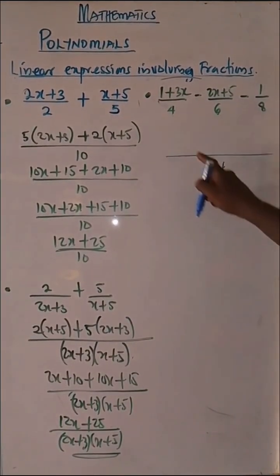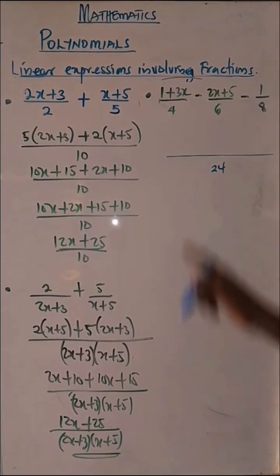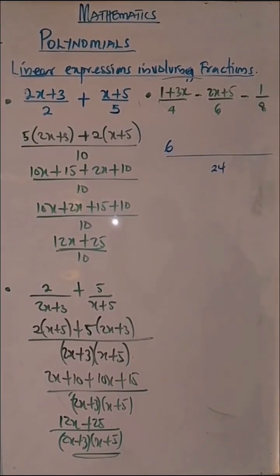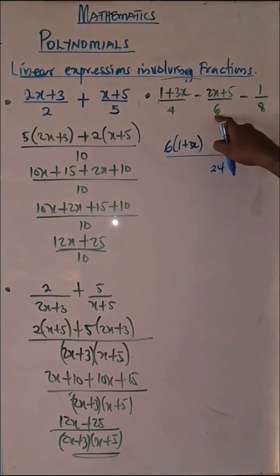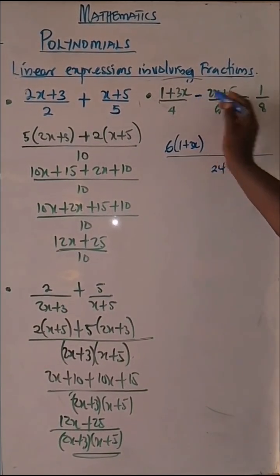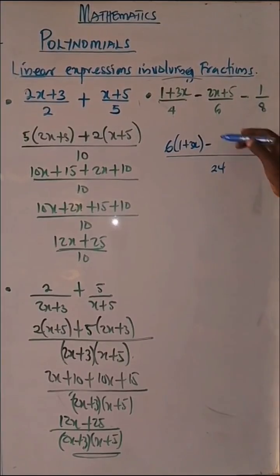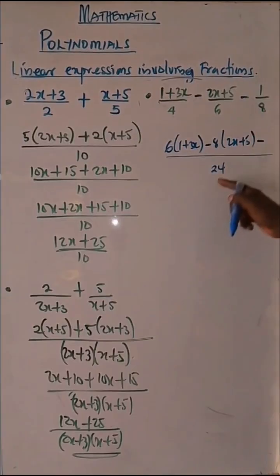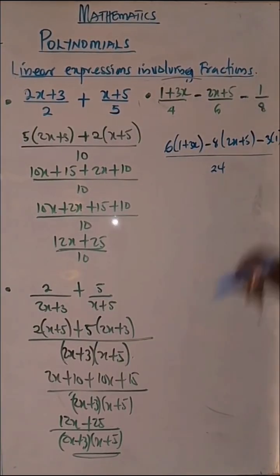Then 4 divides 24, gives us 6. 6 multiplies everything up here. What do you have here? 6. 6 in 24 is 8. Note, we have minus here, all here with minus. Then 6 in 24 is 8 into brackets 2x plus 5. Then what do you have here? Minus. So write minus here again. 8 in 24 is 3. Then 3 multiply 1. Then next is to expand.